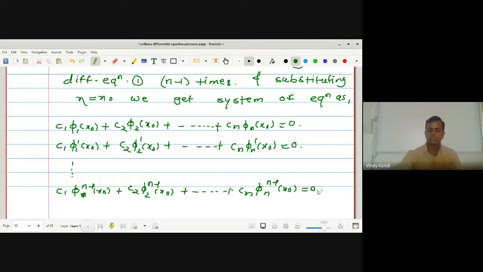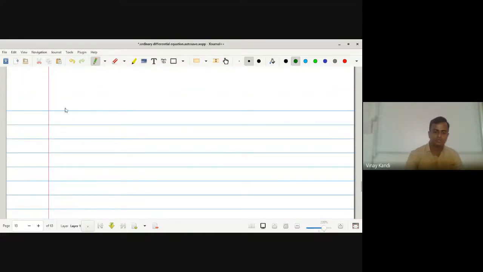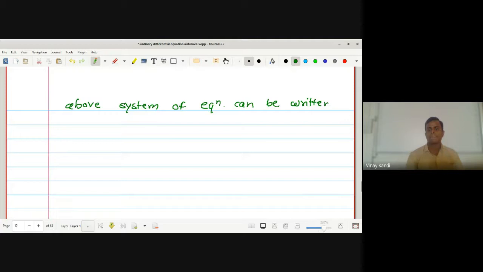The above system of equations can be written in the matrix form. Does it make sense what is going on? Yes, sir. Phi 1 of x naught, phi 2 of x naught, at last we get phi n of x naught.